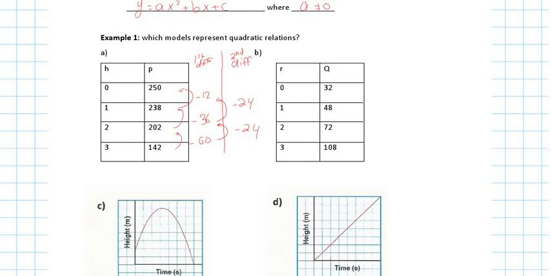Second difference. So the first difference was not constant, so I had to keep going and move on to the second difference. Because the second difference turned out to be constant, then I can state that it's a quadratic function, okay? So the second differences are equal, so the relation is quadratic.